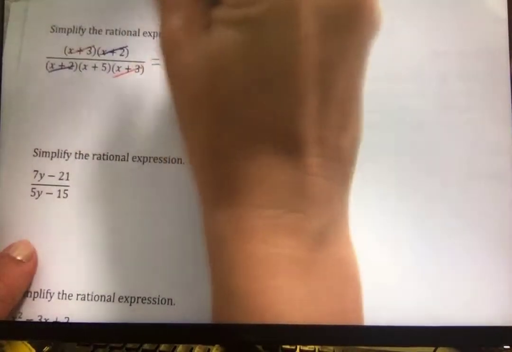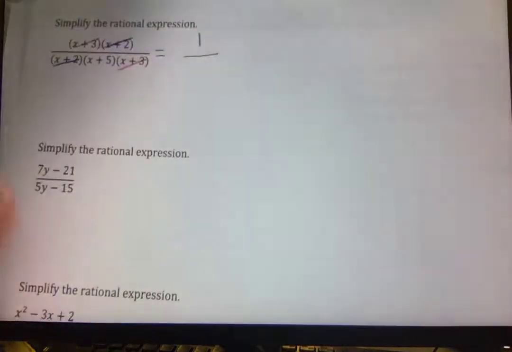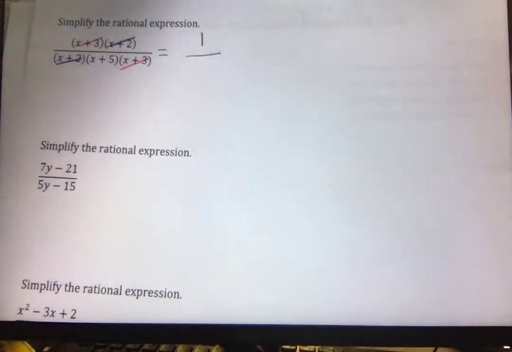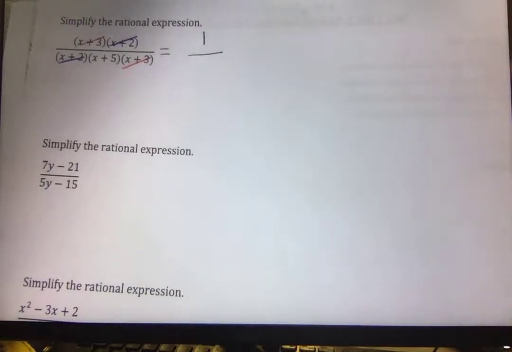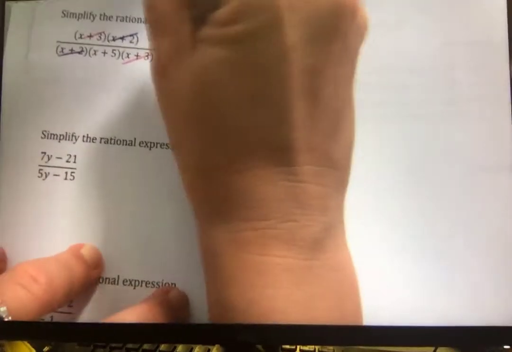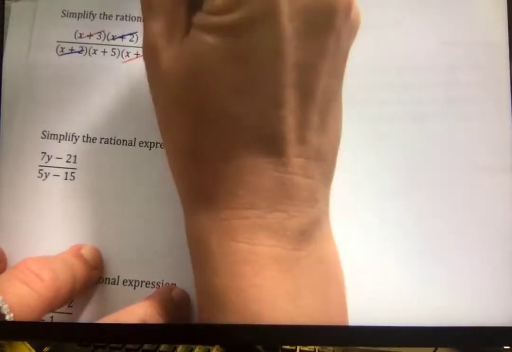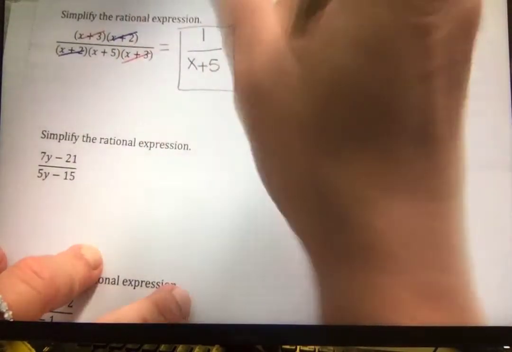So what's left over up top? 1. Nice, because remember, x plus 3 divided by x plus 3 is 1. So it's simplified down to 1. So 1 is left over up top. What's left over on the bottom? X plus 5. So our final answer is 1 over x plus 5.